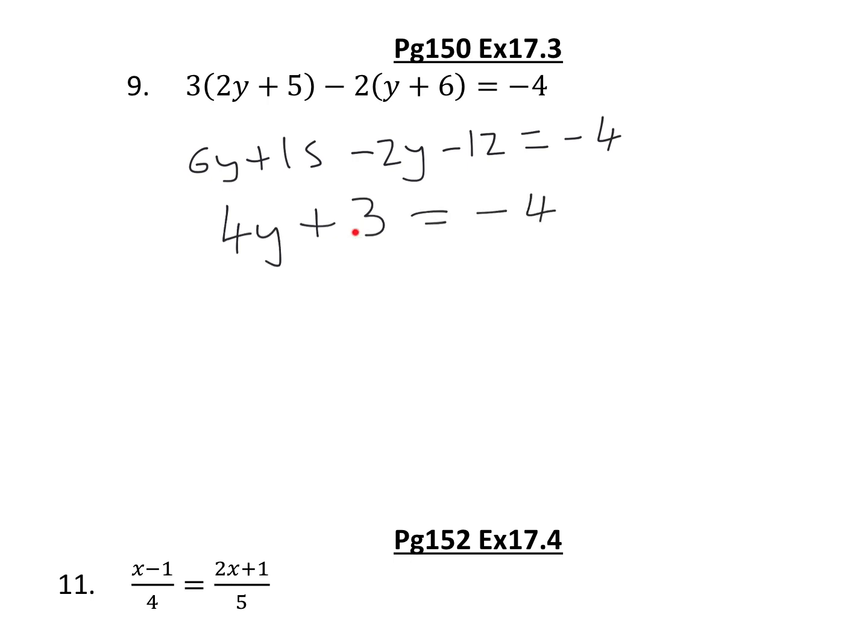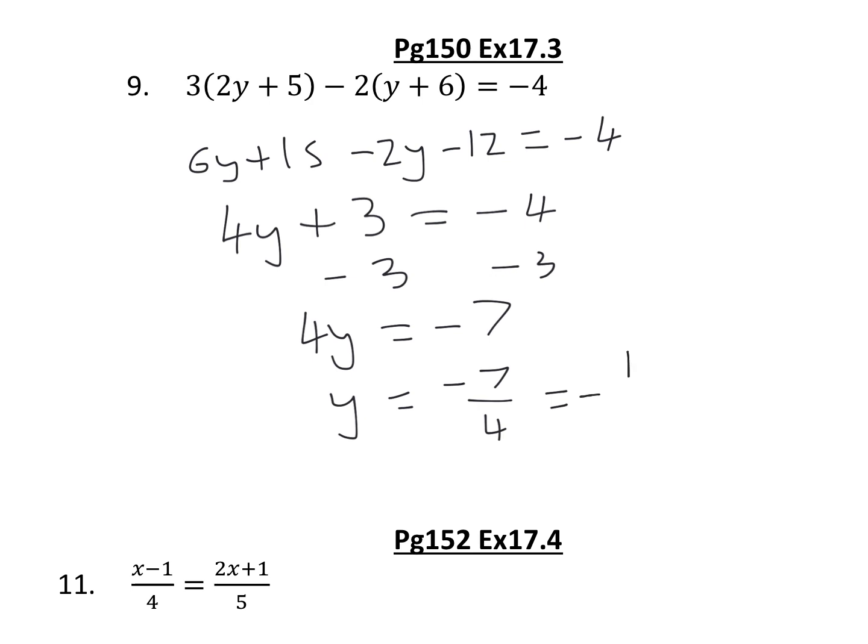We then want to get rid of the plus 3, so we subtract 3 from both sides, and we get 4y is equal to minus 7. We divide by the number of y's, which would be minus 7 over 4, or you probably want to leave your answer as minus 1 3/4, or minus 1.75.